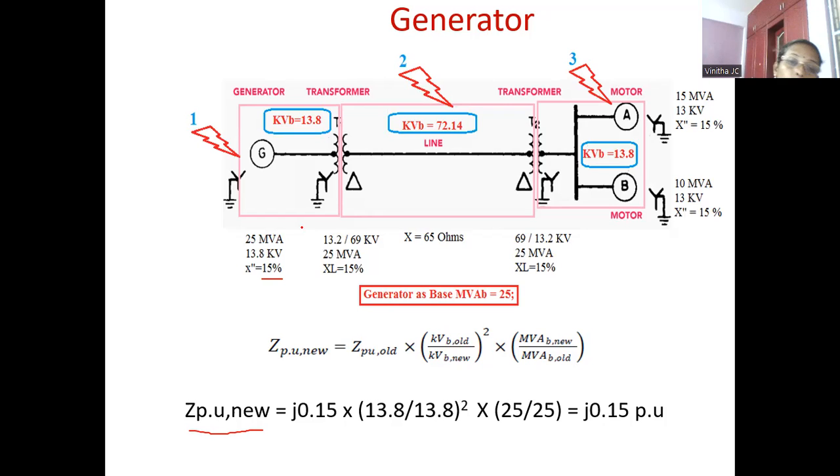So what is the kVB old value? Whatever value is specified in the problem, that value must be taken as the old value. So for the generator, the old value is 13.8 and the new value is also 13.8. So 13.8 divided by 13.8 the whole square, into MVAB new, which is 25, divided by the old value of generator MVA, which is 25. So 25 divided by 25 gives j0.15 per unit. This is for the generator. Similarly, we need to calculate the per unit reactance for transformer T1.